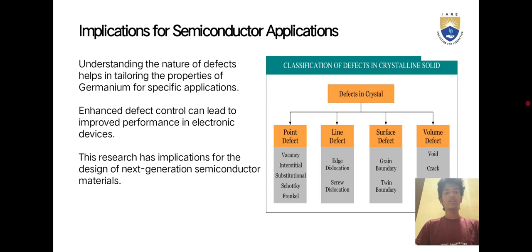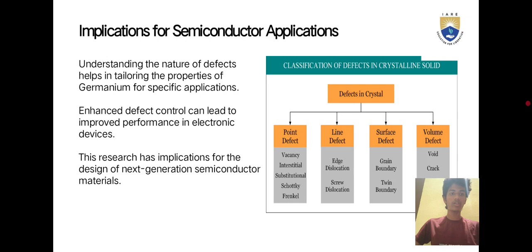Implications for semiconductor applications. Understanding the nature of defects helps in tailoring the properties of germanium for specific applications. Enhanced defect control leads to improved performance in electronic devices. This research has implications for the design of next generation semiconductor materials. Here we can see the classification of defects in crystalline solids.